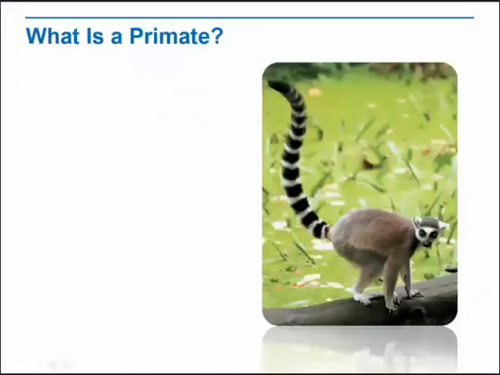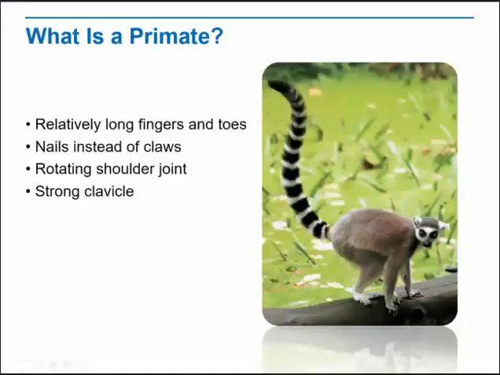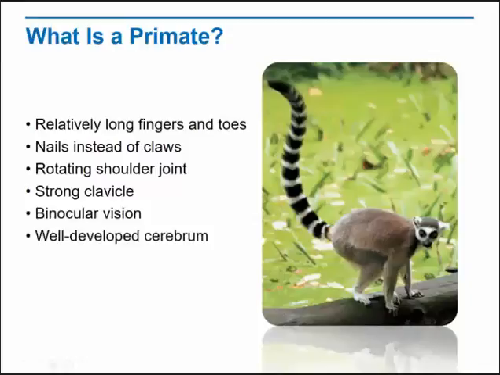In general, a primate is a mammal that has relatively long fingers and toes with nails instead of claws, arms that can rotate around shoulder joints, a strong clavicle, binocular vision, and a well-developed cerebrum. Primates typically have 5 flexible fingers and toes on each hand or foot that can curl to grip objects firmly and precisely. This enables many primates to run along tree limbs and swing from branch to branch with ease.